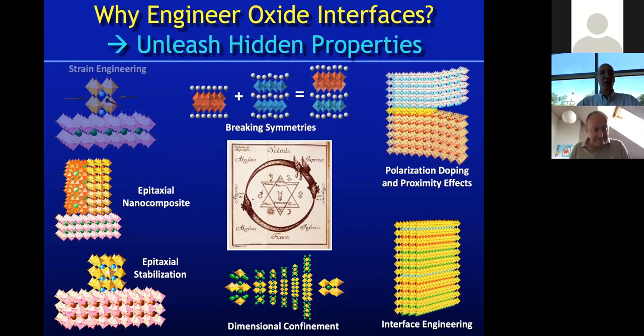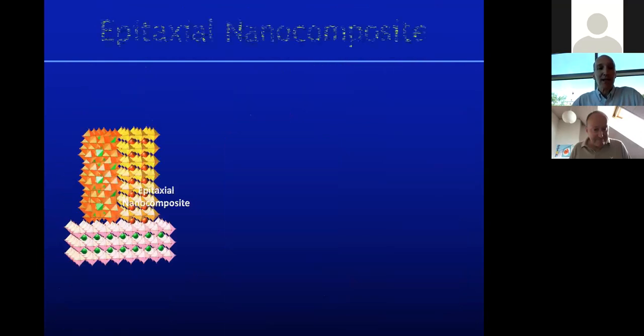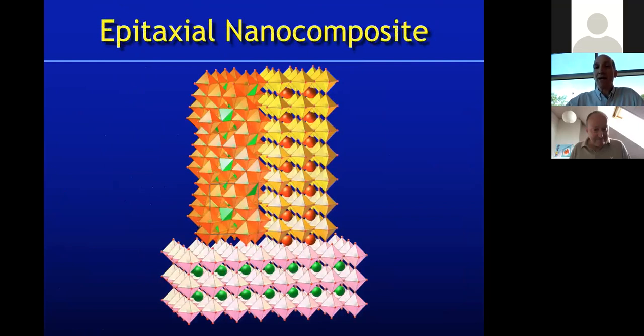And I wanna go from talking about this strain engineering concept of using a substrate to impose epitaxial strain, which is a trick that works well in thin films, to epitaxial nanocomposites. So epitaxial nanocomposites go in the third dimension and allow much thicker strained whiskers to be made.